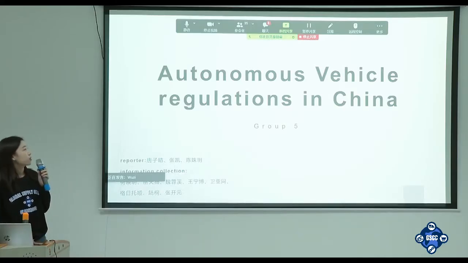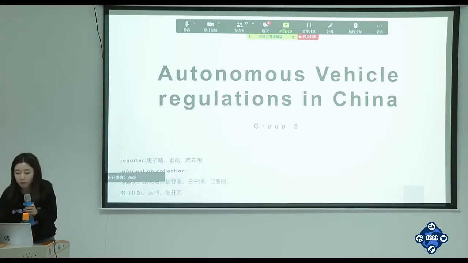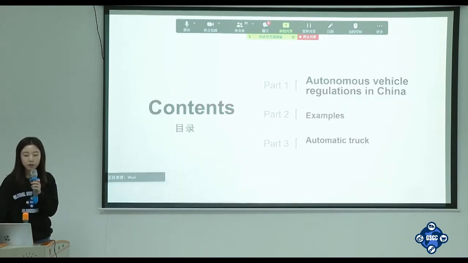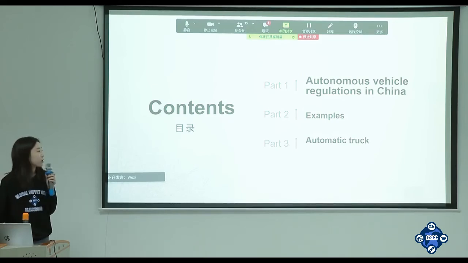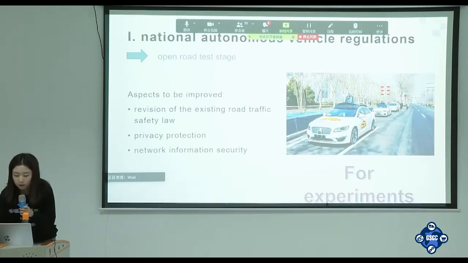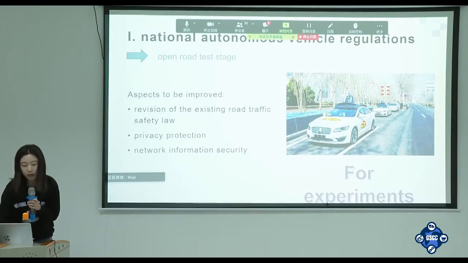We are going to talk about autonomous vehicle regulations in China. Our content will be divided into 3 different parts. The first part is autonomous vehicle regulations in China. Second, we'll give some examples. And finally is the automatic truck.